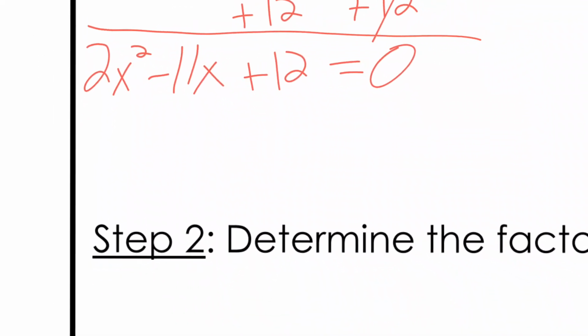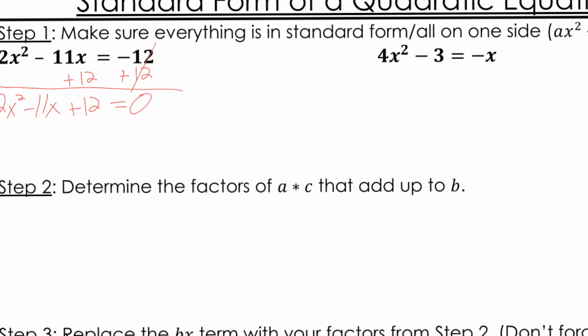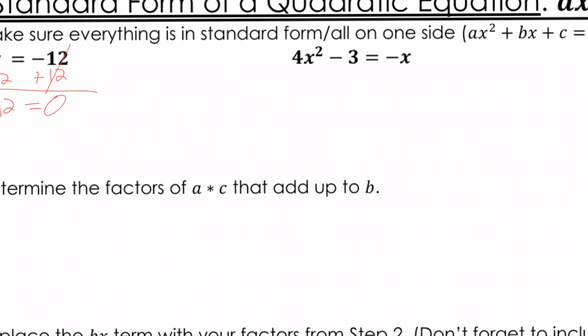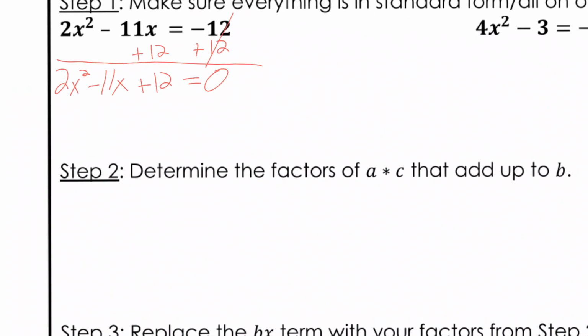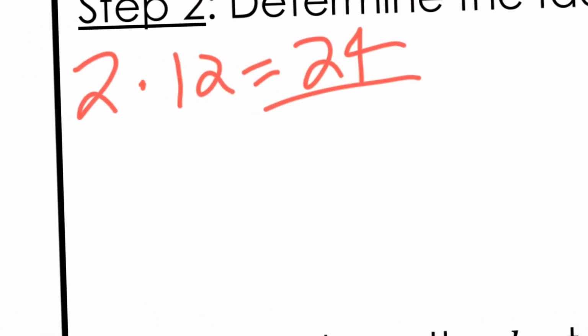So we have the equation 2x squared minus 11x plus 12. For step 2, I wrote determine the factors of a times c that add up to b. So I'm going to make a list. A times c would be taking that 2 from the 2x squared and multiplying it by the back number, the 12, and that's going to be 24. So I need to think of my factors of 24 that add up to the middle term of negative 11. I'll list my factors in descending order.